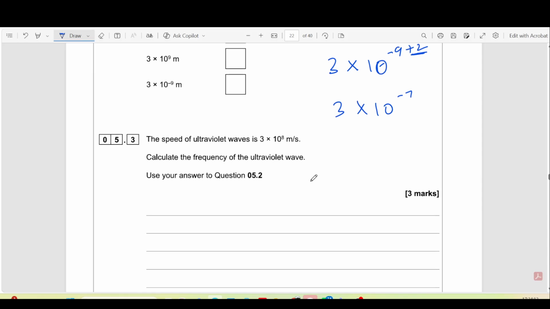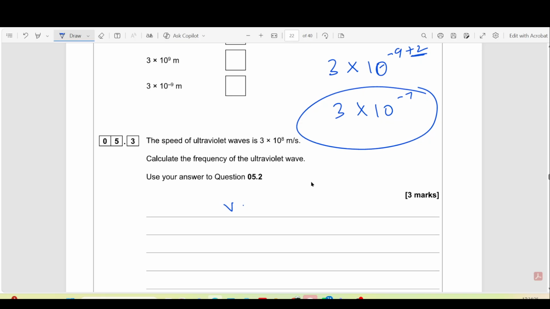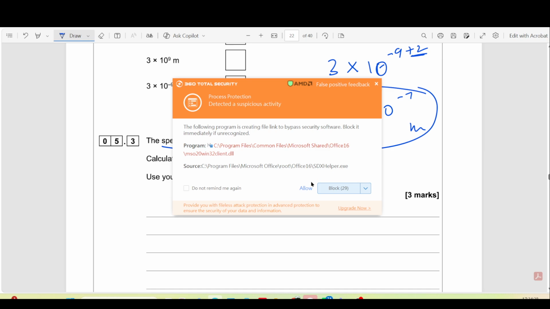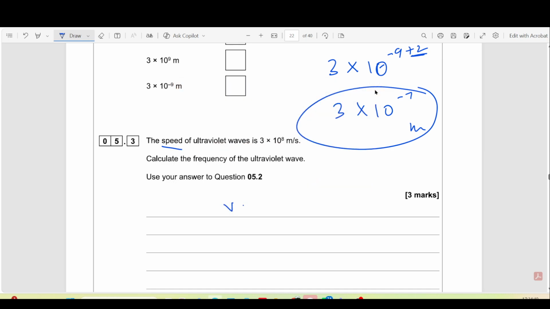Okay. So the wavelength is 300 nanometers. Wavelength is 3 times 10 raised to power negative 7 meters. And then they give you the wave speed, speed is given, equals 3 times 10 to the power of 8. So they want frequency.